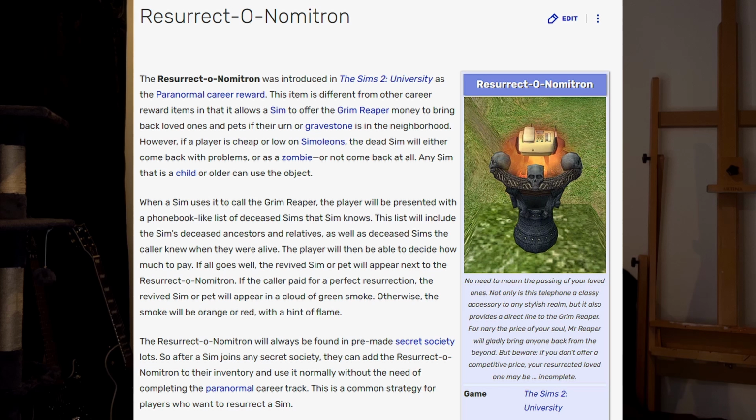Resurrection was not a thing before university, and Resurrectonometron is the only way you can remove a death token in-game. Otherwise, you need SimPE for that. So it was a pretty good way to stop simmers from playing as Bella. The fact that Bella has this token alone makes me quite confident that she was not meant to be played. Which makes me wonder, why didn't they just soft delete her?